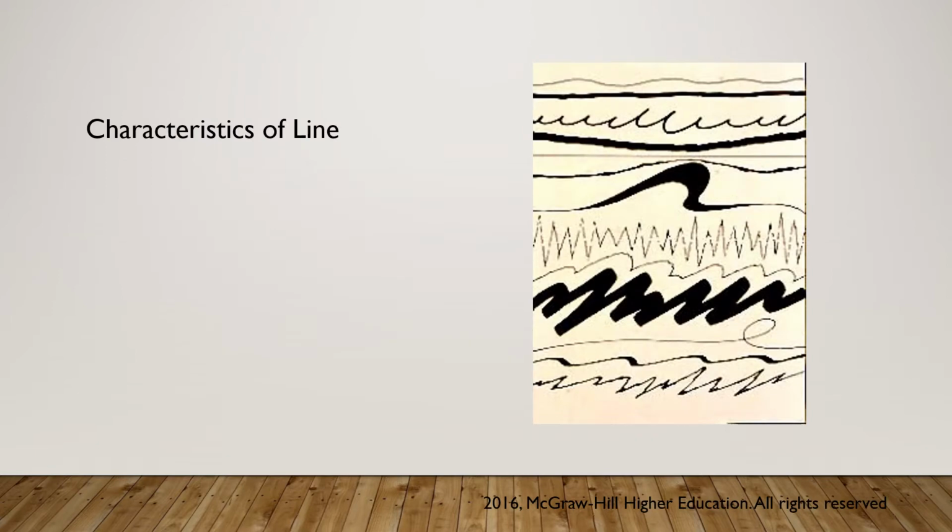Okay, so the characteristics of line. Line can be made with anything. It can be made with pencil, pen, chalk, paint, marker. If you want to poke your finger and bleed, you can make a line out of that. Lines can be thick, they can be thin, they can be wavy, they can be straight, they can be at an angle, they can be zigzag. So there's all different kinds of lines that we have.